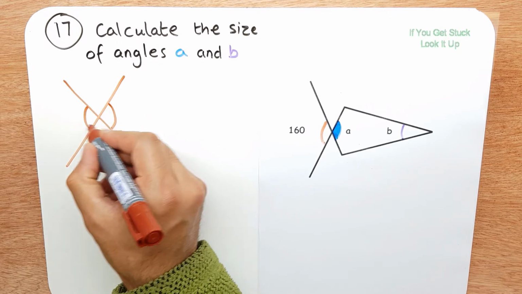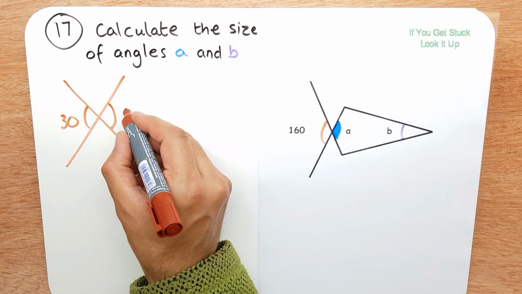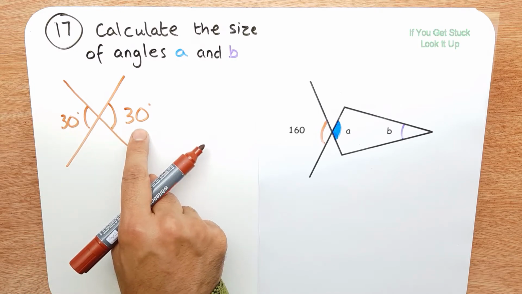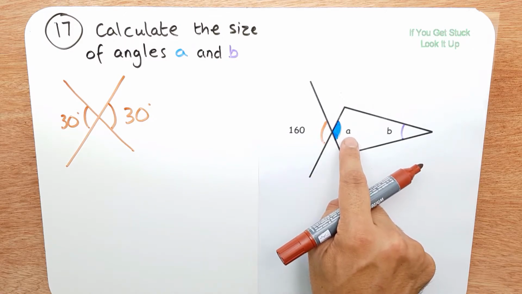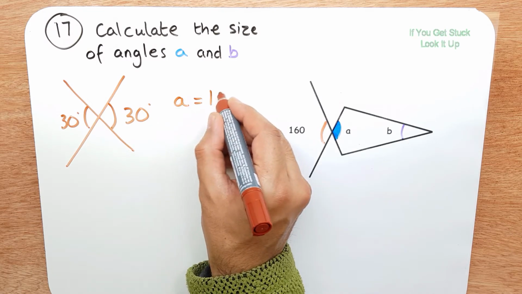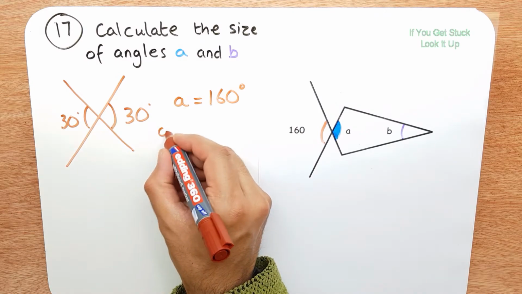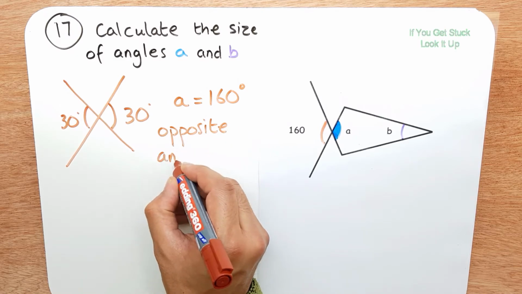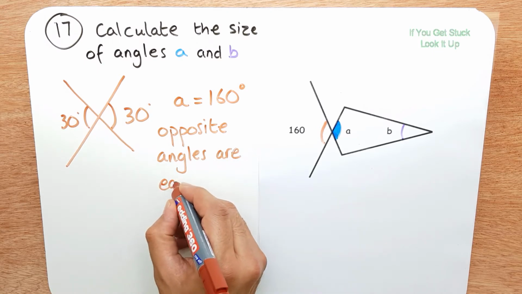opposite angles are equal. So if this is 30 degrees, the one opposite will also be 30 degrees. So we're going to use that property. So this is 160, therefore angle A will be 160 degrees. A equals 160 degrees. And that is because opposite angles are equal.